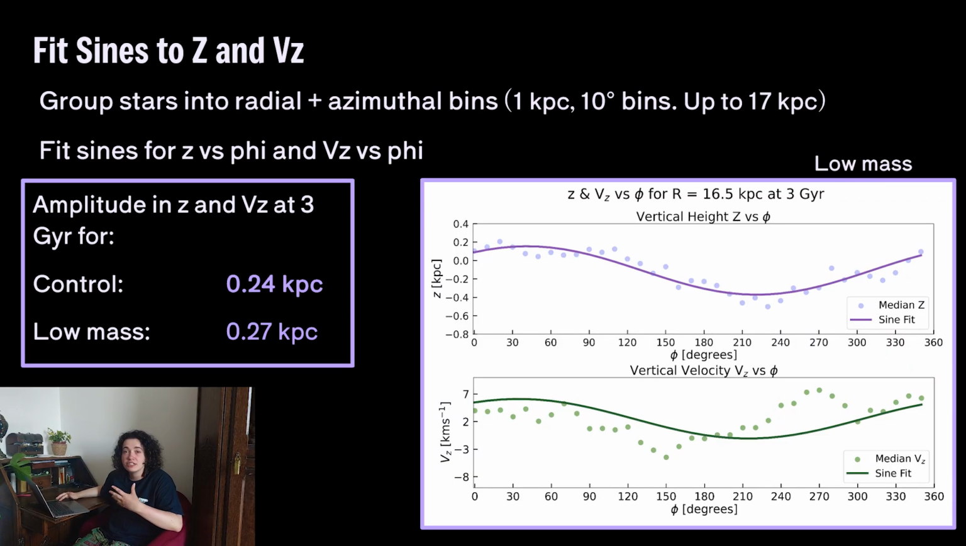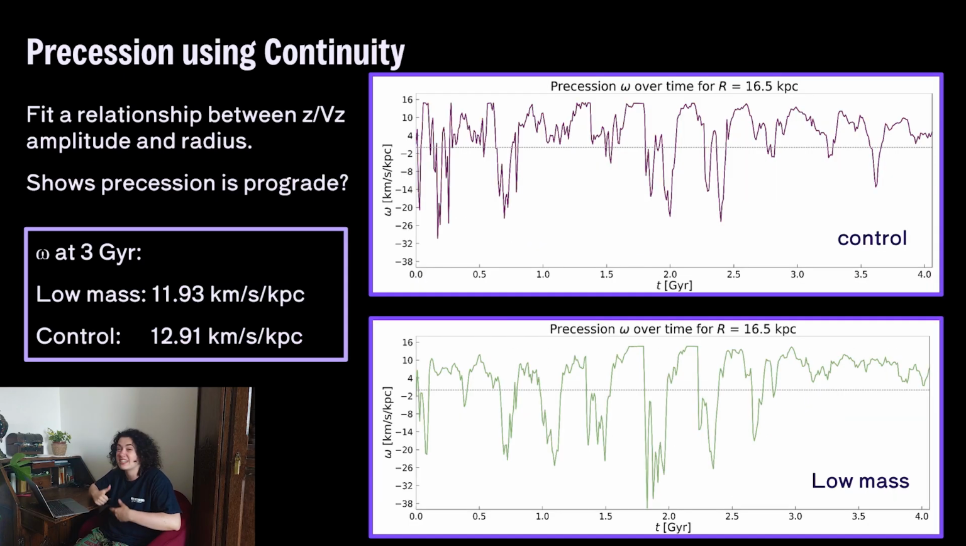Following on from that, we can use these amplitudes to fit a relationship between amplitude and radius, to see how the warp grows as we move further out in the galaxy. Once we do that, we can substitute these into our continuity equation and get estimates for the precession, which you can see here. On the top we've got the control simulation, the massless simulation, and at the bottom we've got the low mass simulation.